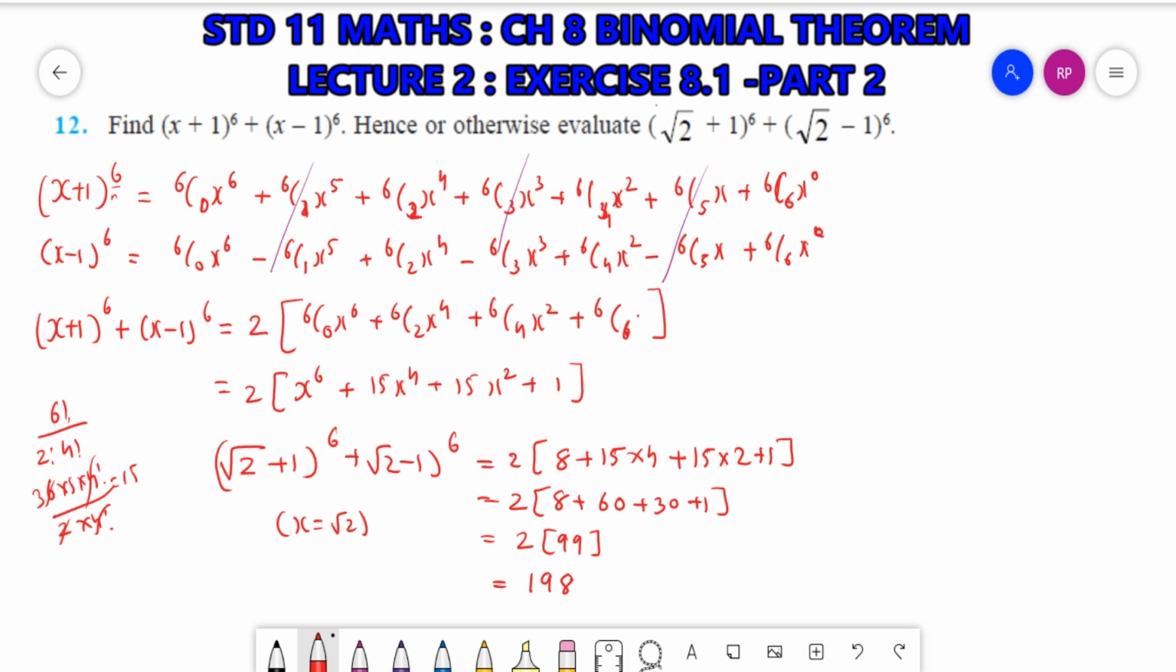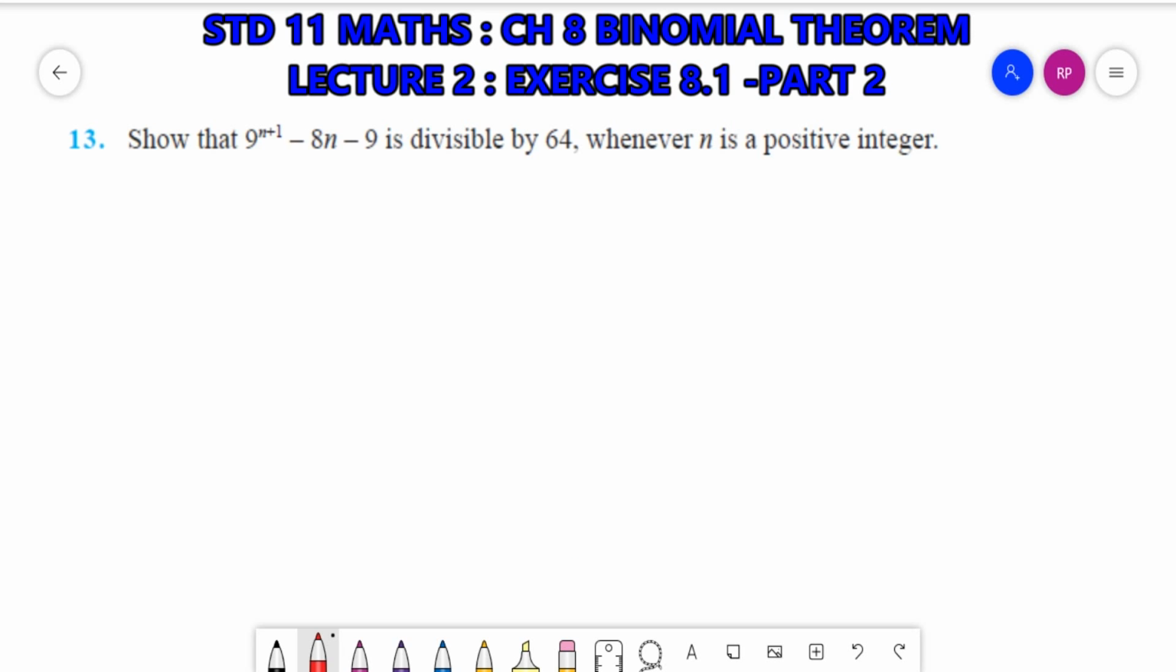Now let's move to the next, that is question 13. Question number 13. Show that 9^(n+1) − 8n − 9 is divisible by 64, where n is a positive integer. Let's take 9^(n+1) − 8n − 9. Now 9^(n+1), I can write down as (1 + 8)^(n+1), minus 8n minus 9.